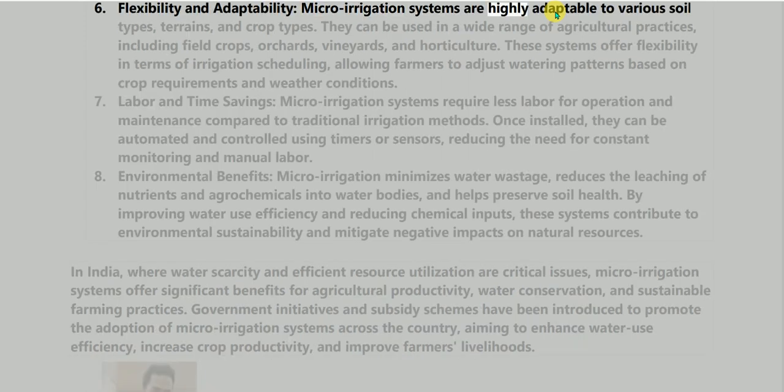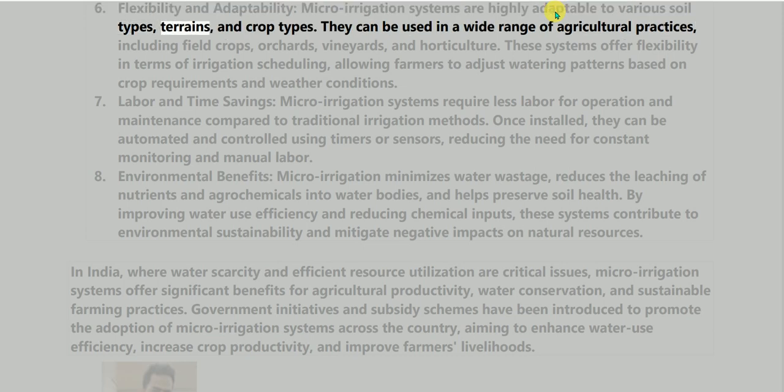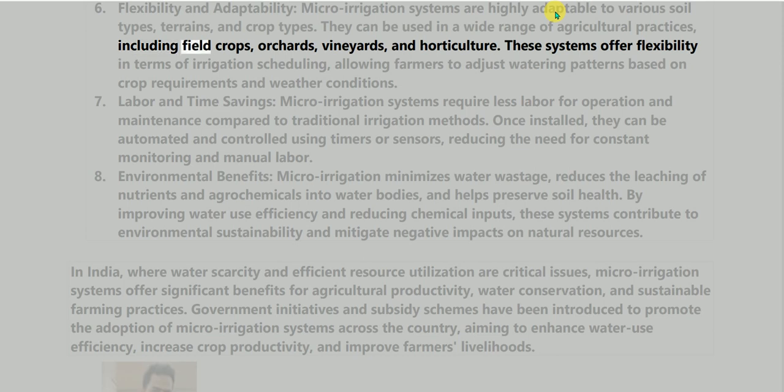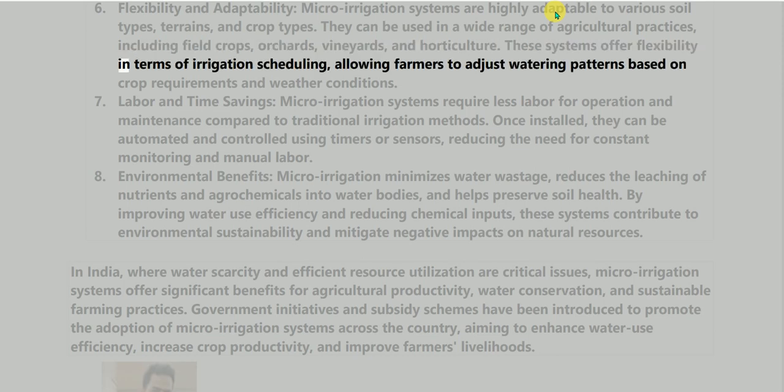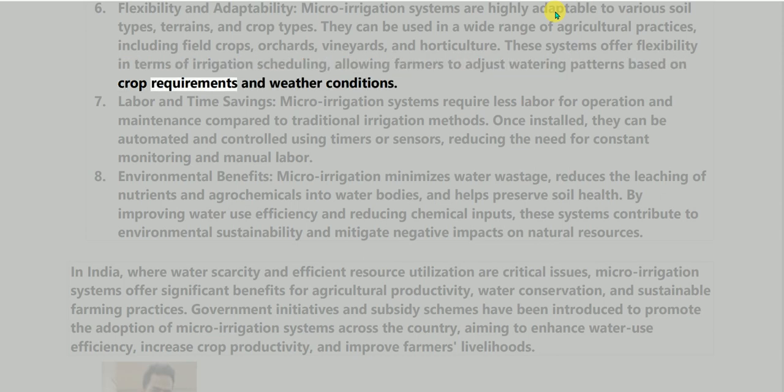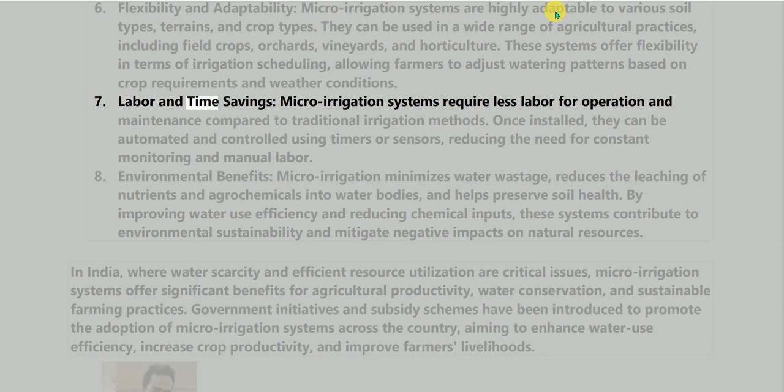Micro-irrigation systems are highly adaptable to various soil types, terrains, and crop types. They can be used in a wide range of agricultural practices, including field crops, orchards, vineyards, and horticulture. These systems offer flexibility in terms of irrigation scheduling, allowing farmers to adjust watering patterns based on crop requirements and weather conditions. 7. Labor and time savings.